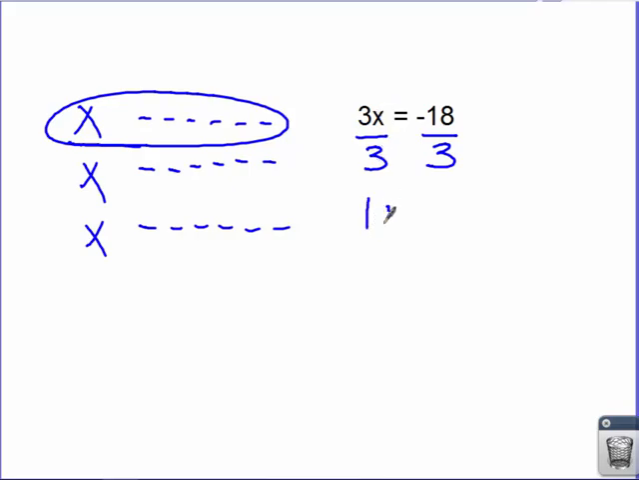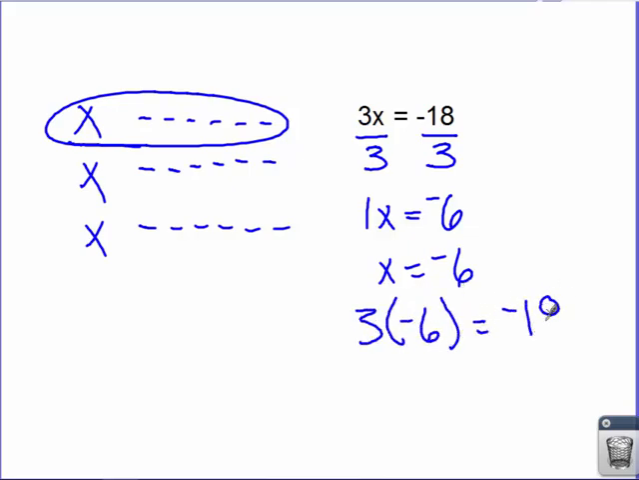So that gives me 1x, or just plain old x, which is what I'm looking for, because I want to know about 1x, not 3 x's. Now I do the division on the other side. Negative 18 divided by 3. Well, 18 divided by 3 gives me 6, and 1 negative makes it negative. So x equals negative 6. And if I plug that back in to check my answer, 3 times negative 6, does that give me negative 18? Yes, it does.